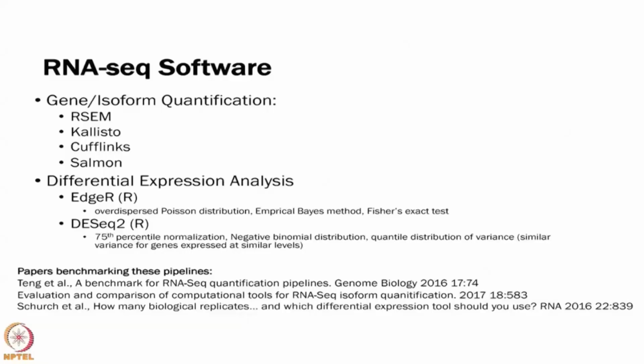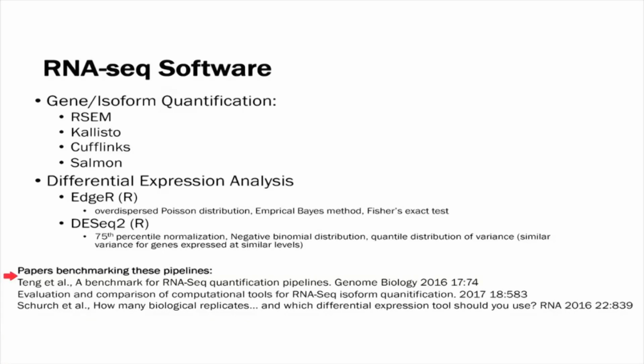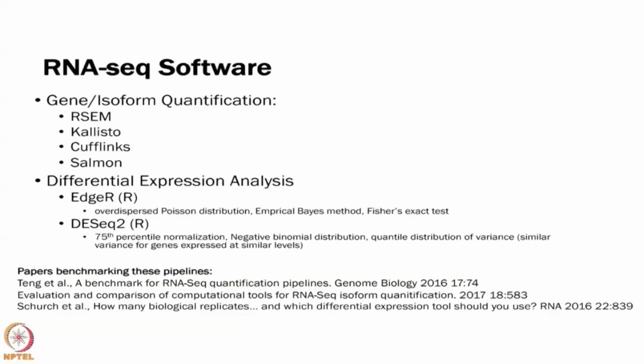Okay, so in terms of RNA-seq software that I just wanted to point out, there's a lot of different ways of doing gene or isoform quantification. So there's several I've listed here. One of these papers goes into lots and lots of details about them and more. So you can look into this if you're interested in learning more about how to quantify at the gene or isoform level. There's several differential expression analysis packages, and DESeq2 is a really commonly used one.